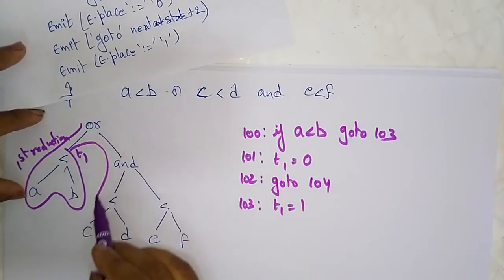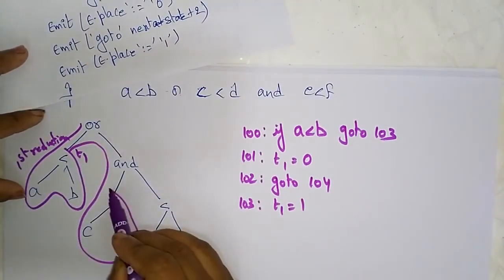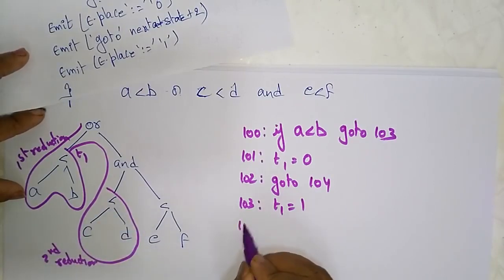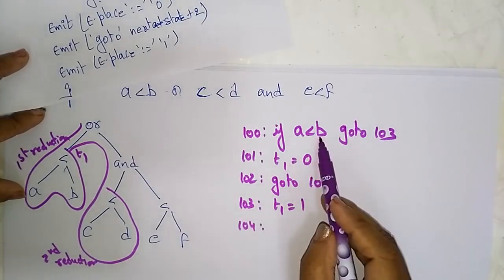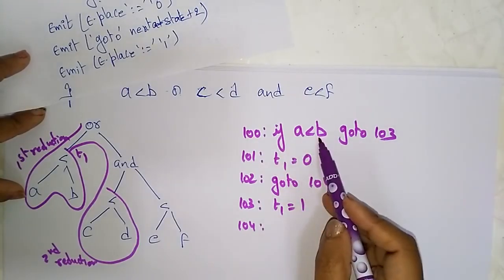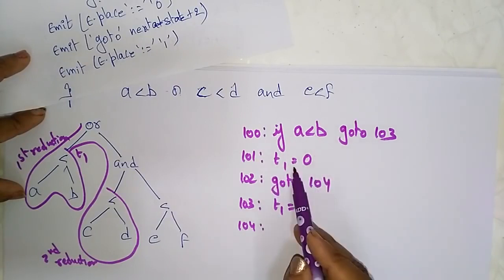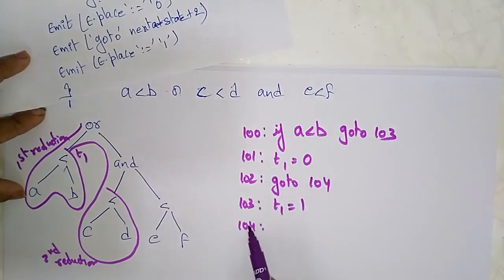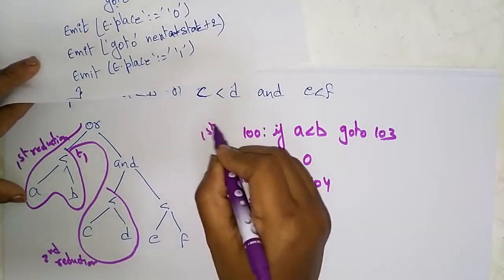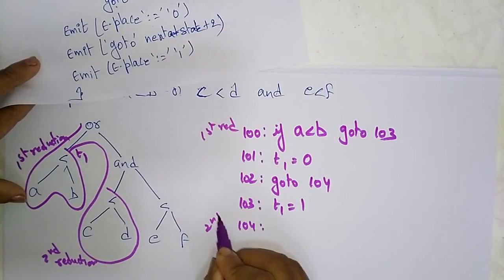Now coming to the second one. This is the second reduction in the relational operator, C less than D. So again check 104. If A less than B, print T1 is equal to 1 and continue with the 104 step. Suppose A is not less than B, print T1 is equal to 0 and go to 104. So 104 has the first reduction and this is the second reduction.